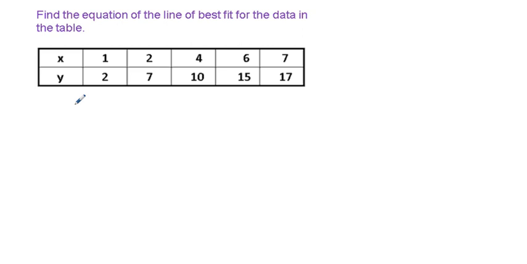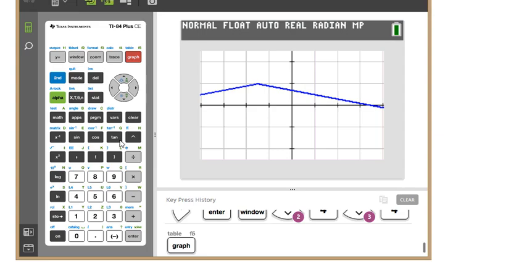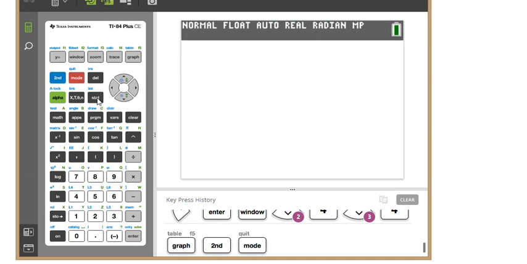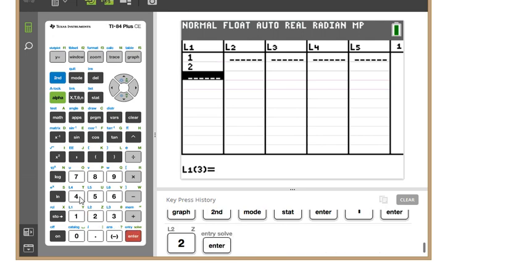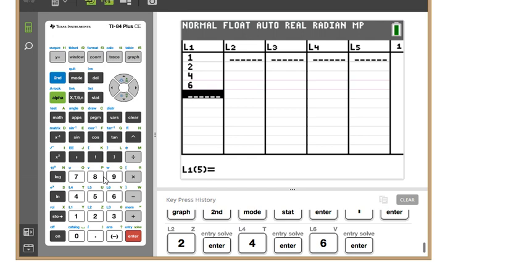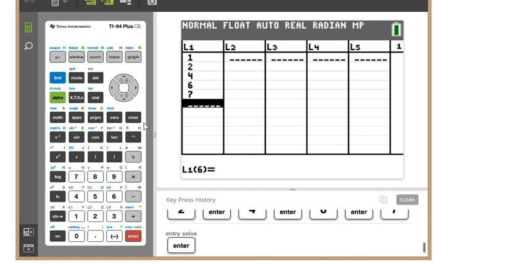Next, find the equation of the line of best fit for the data in the table. This is going to be a calculator thing, and I don't have these things written down separately, so I'm going to have to veer back and forth with my calculator as I do this. So x values are 1, 2, 4, 6, 7. I go to the calculator, 2nd Quit, then Stat, Edit, and put 1, 2, 4, 6, 7. I think I got all those right.